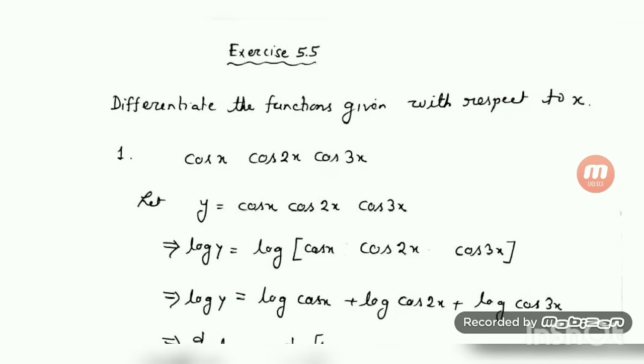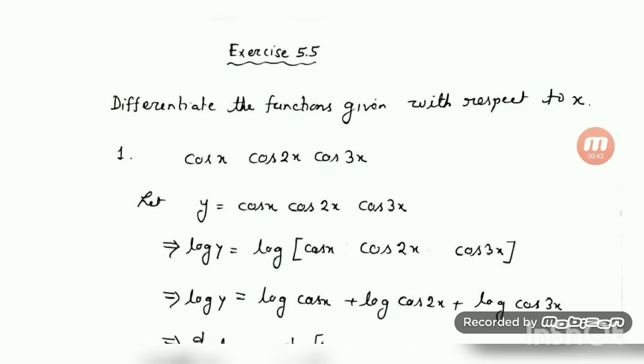Now, I am going to start exercise 5.5. Your question is, differentiate the functions given with respect to x. Question number 1 is cos x, cos 2x, cos 3x. If you notice the question properly, this is a function given as a product of three functions. So, if you want, you can use the product rule for three functions, that is d/dx of u into v into w. That rule can be applied.